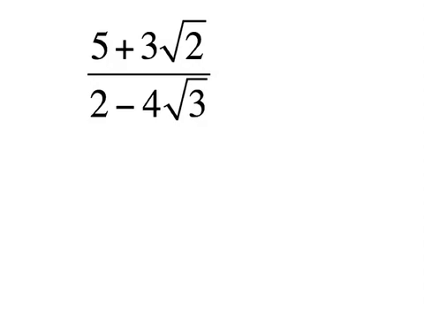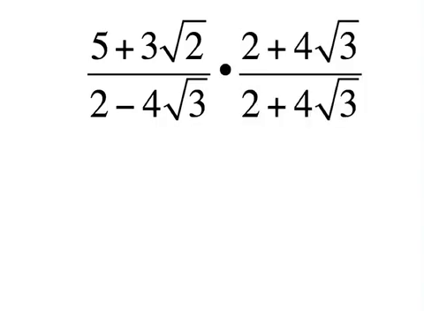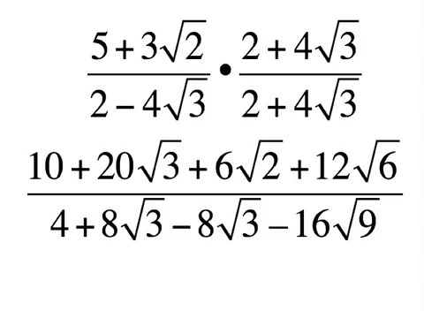Here's 5 plus 3 root 2 over 2 take away 4 root 3. We find the conjugate for the denominator, which is 2 plus 4 root 3. Now we have quite a bit of multiplying to do, and I've done it.